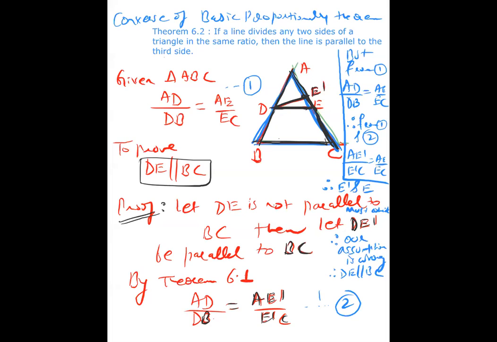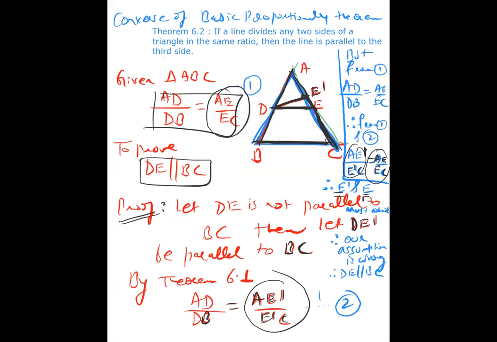But already we are told that AD by DB is equal to AE by EC. Therefore, AE dash by E dash C should be equal to AE by EC. Therefore, E dash and E must be the same point only. Then only it is possible. Both ratios are equal, so E dash must coincide with E. That means both points are the same. That means DE, or DE dash, whatever it is, is parallel to BC. Proved.